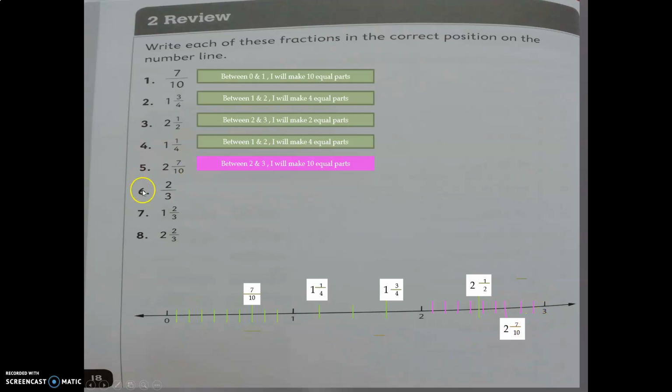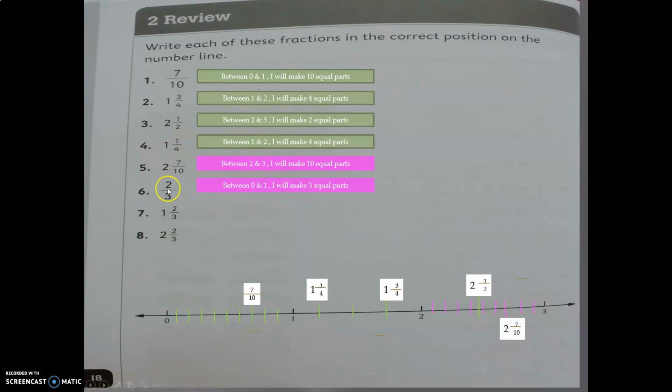Okay, let's go to number 6. It is 2 out of 3. Do you have any complete number beside this fraction? No. So this is only a fraction, not a mixed number. And is it a proper or improper fraction? 2 out of 3. Can you take 2 out of 3? Yes, I can. So this is a proper fraction. It means less than 1. So it should be between 0 and 1 because it is less than 1.